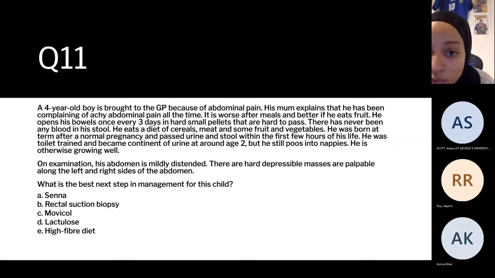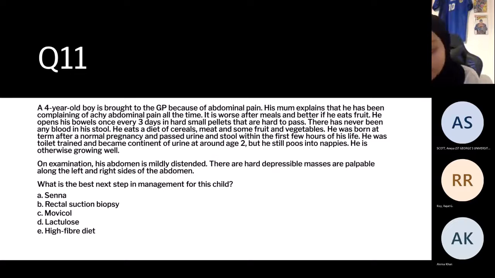He had a normal pregnancy and was born to term. He passed urine and stool within the first few hours of his life. He was toilet trained and became continent of urine at the age of 2, but he still poos in his nappies. He's otherwise growing well. On examination, his abdomen is slightly distended, and there are hard depressible masses that are palpable along the left and right sides of the abdomen. What is the next best step in management for this child?